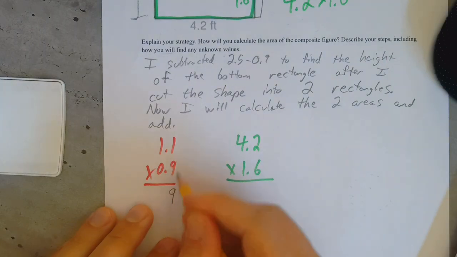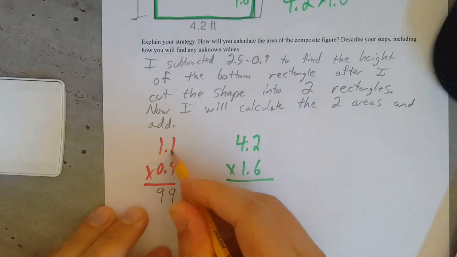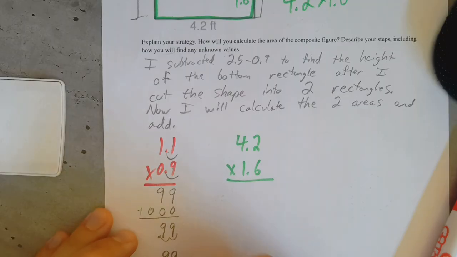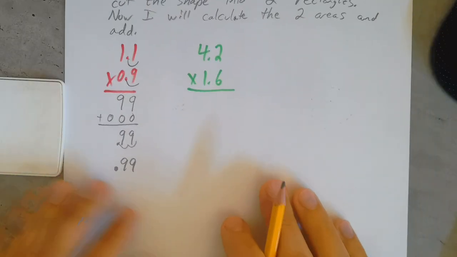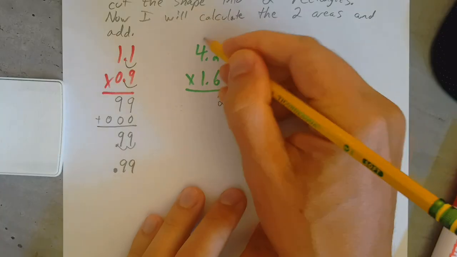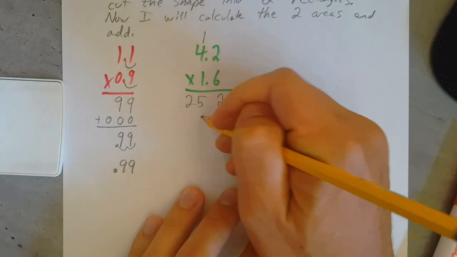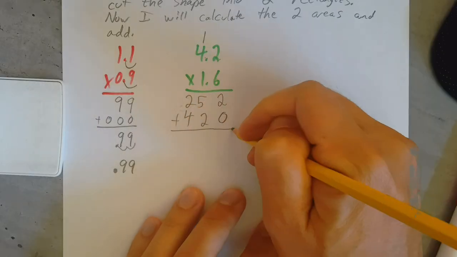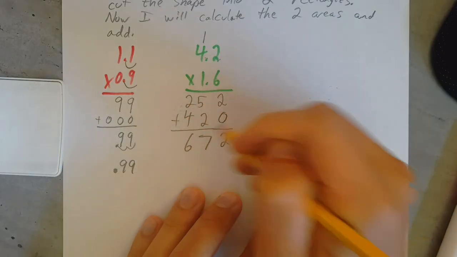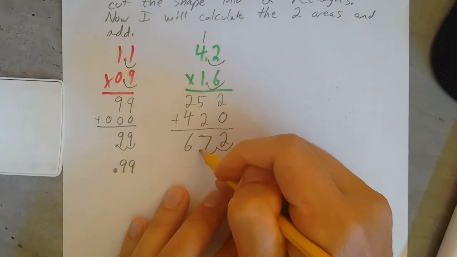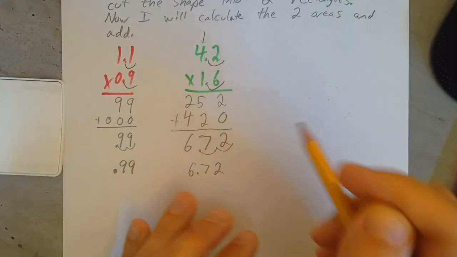9 times 1 is 9. 9 times 1 is 9. 0. I don't really need to do the 0, but I'm going to do it anyway. We got 1, 2, 1, 2. So I've got 0.99 for that first area. Switch that up. 6 times 2 is 12. 6 times 4 is 24. Plus 1 is 25. 1 times 2, 1 times 4, 2, 7, 6. Decimal 1, 2, 1, 2, 6.72.